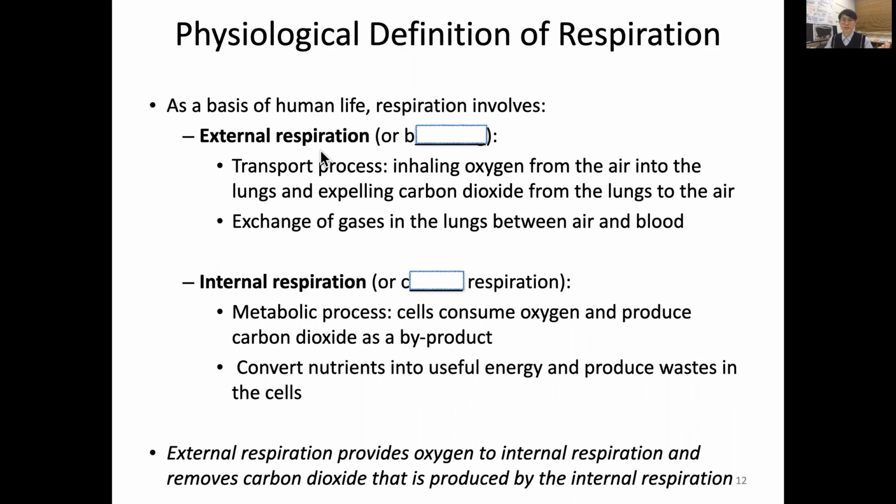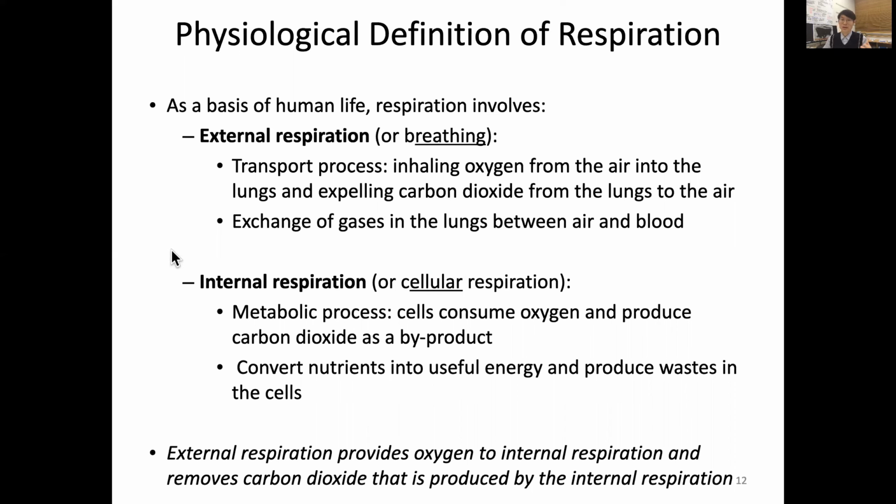We also have the concept of internal respiration, which we sometimes call cellular respiration. This is more like a metabolic process in which cells consume oxygen and produce carbon dioxide and metabolic products. Internal respiration means converting nutrients and oxygen into useful energy and producing waste in the cells. External and internal respiration are in fact closely linked, as external respiration provides oxygen to internal respiration and removes carbon dioxide that is produced by internal respiration.